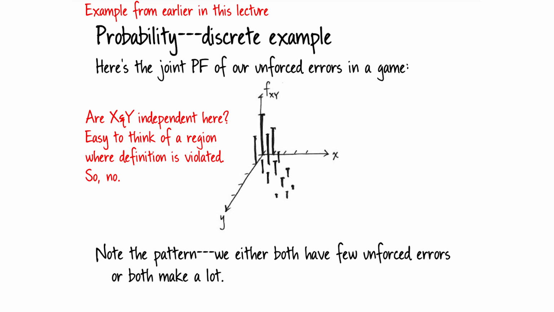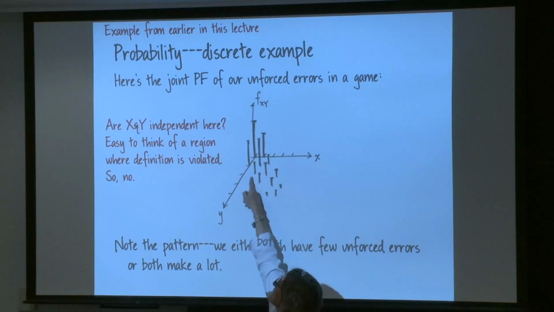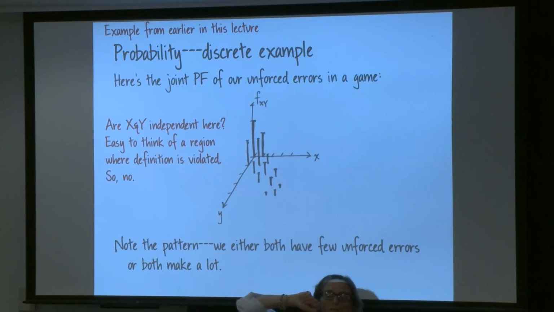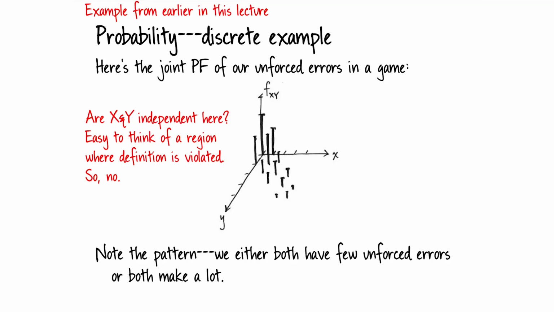So in particular, if you look at this region, there's no probability in the joint probability function. Zero probability for that entire region. And yet the product of the two marginal distributions is non-zero. If you think back to the marginal distributions that we calculated for this example, take their product, the marginal distributions are non-zero. So this violates the definition, okay?